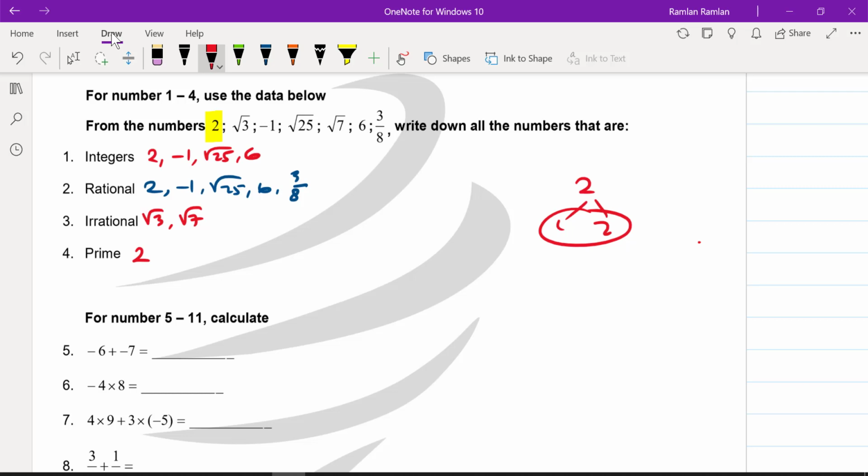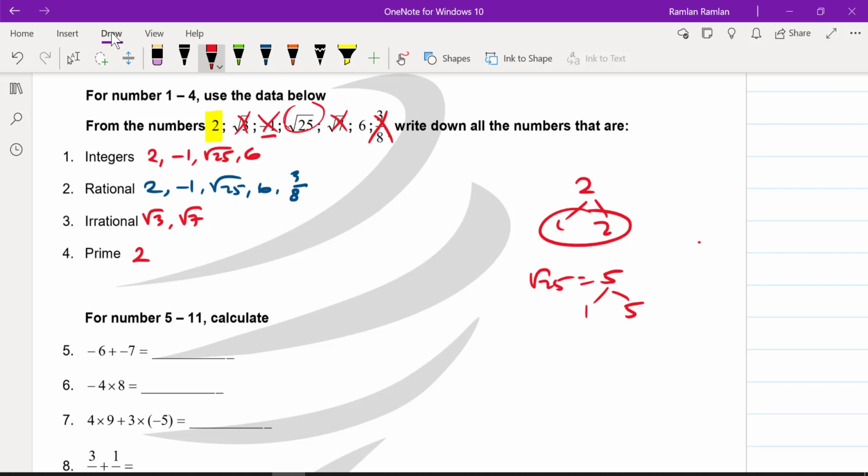And then the ones that are irrational, they are not going to be prime numbers because they are not whole numbers. We need a whole number for this one. Okay, and then we have negative 1. Negative is also not included in prime numbers, so exclude that. And then square root of 25, we can see that square root of 25 is equal to 5. 5 is also a prime number because it only has 2 factors, which are 1 and 5, right?